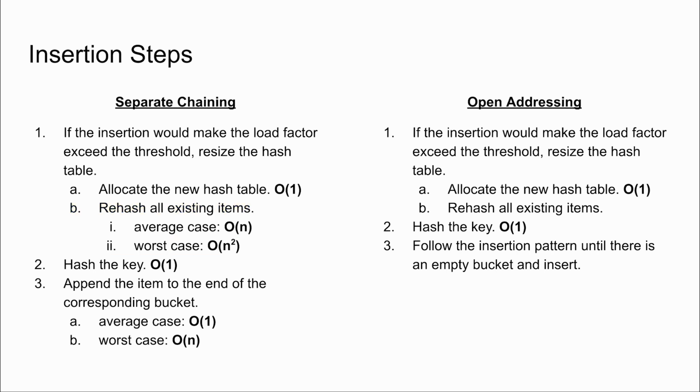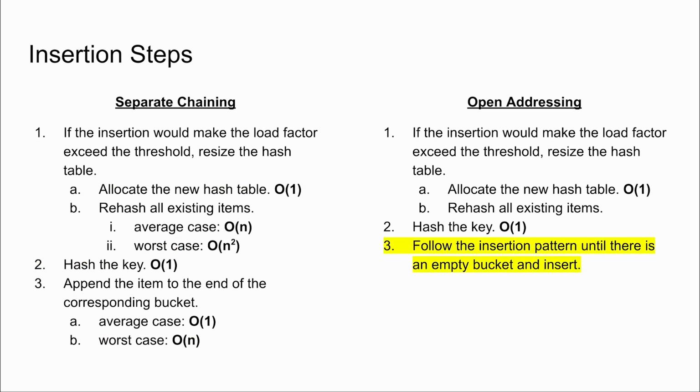Now that we have analyzed each individual step for separate chaining, we can take a step back and look at insertion with separate chaining as a whole. In the average case, the most expensive operation is O(n), so the average case insertion is O(n). In the worst case, the most expensive operation is O(n²), so the worst case insertion is O(n²). Now let's look at open addressing.